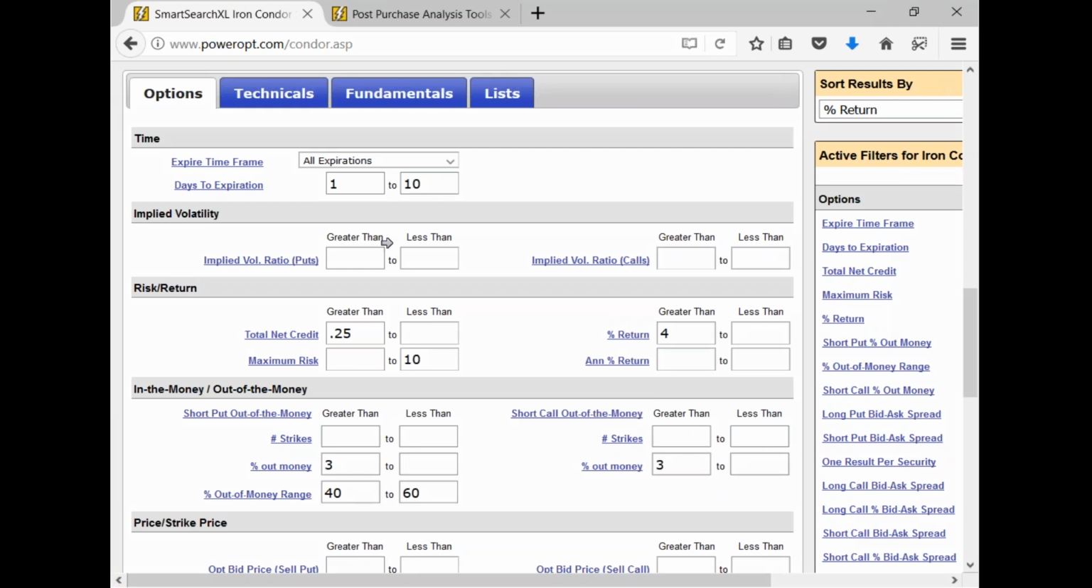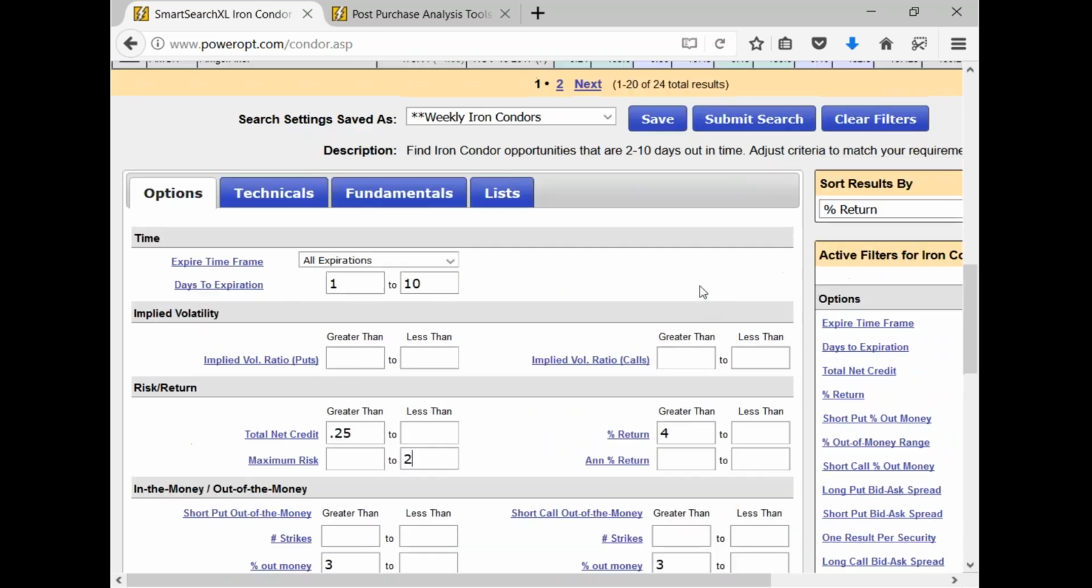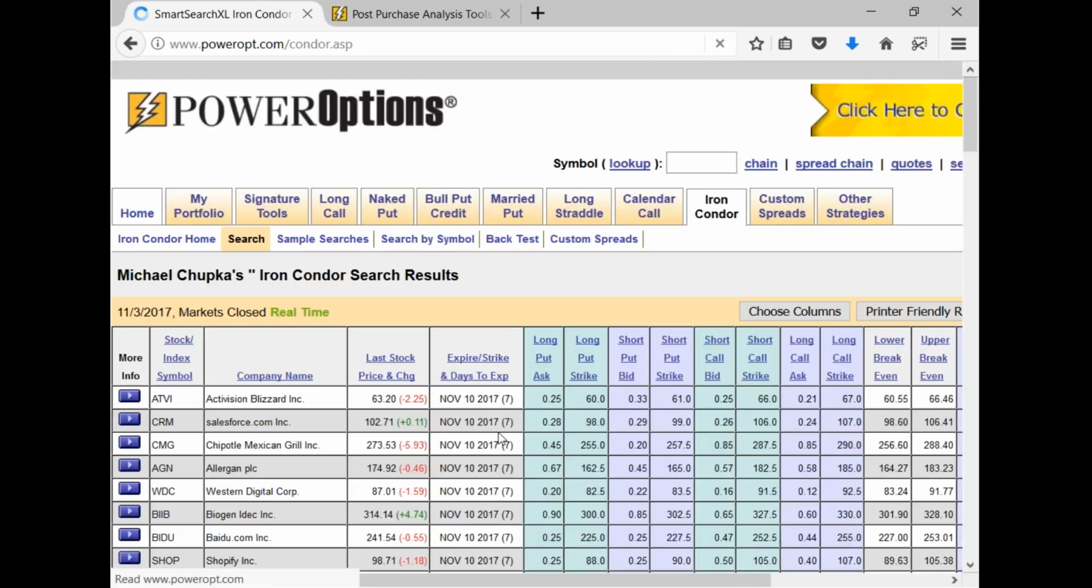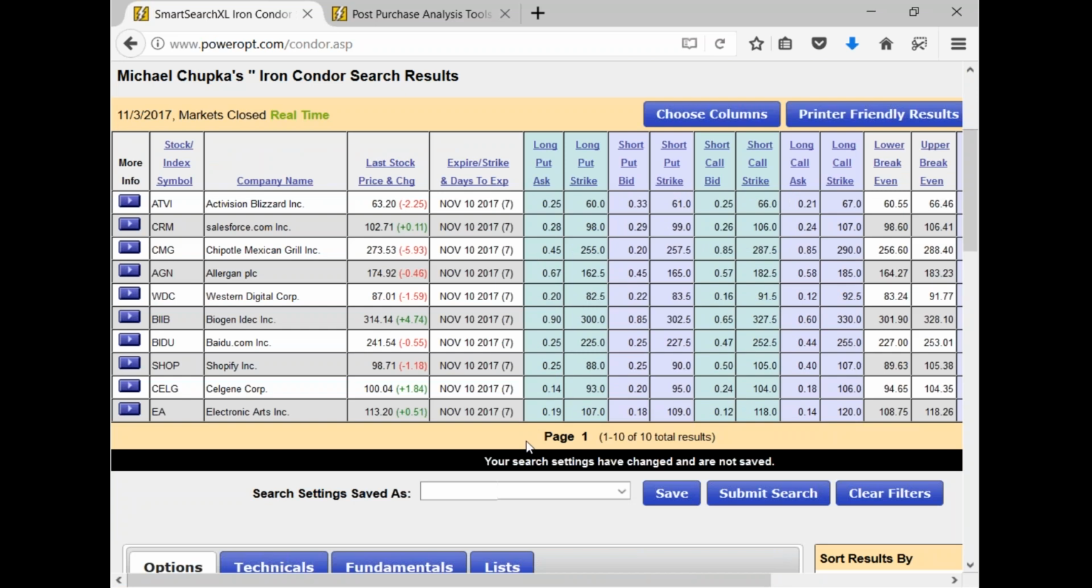Well, the default Power Options tools, we're looking for a days to expiration between 1 and 10, total net credit of 25 cents, maximum risk less than 10 to be 10 points. If you only wanted to look at 2 or 3 or 4 point spreads, you would just adjust the maximum risk. So if I only wanted to see 2 point spreads or less, I change the maximum risk to be less than $2. So I'm going to get some credit regardless. So if I don't want to see smaller positions, we'll just do that.